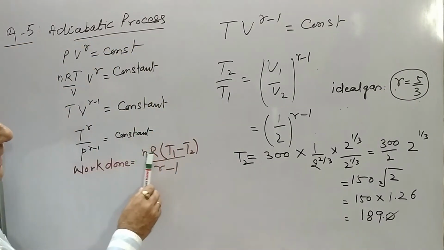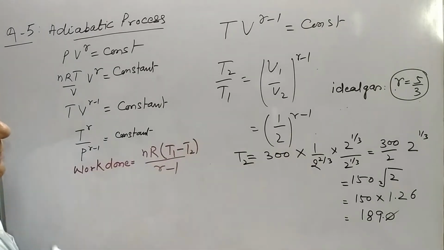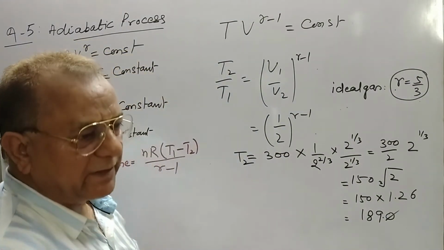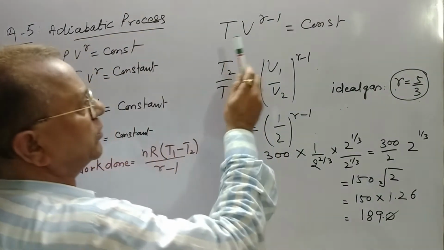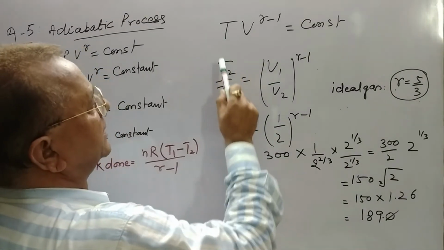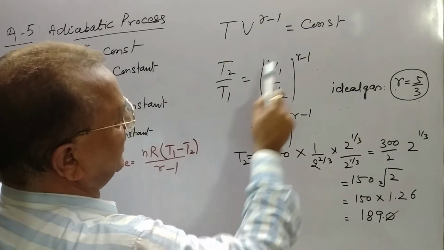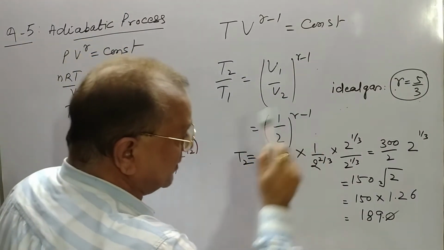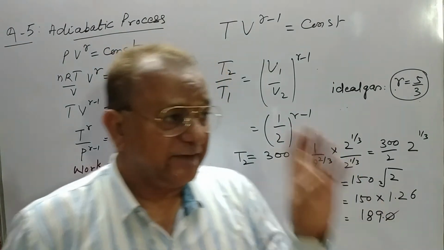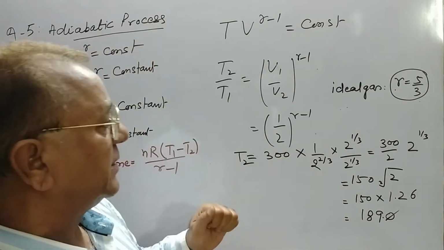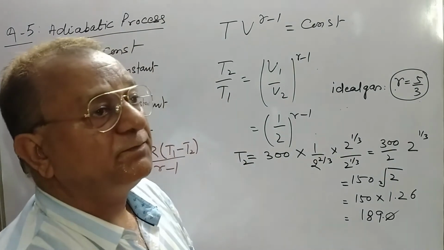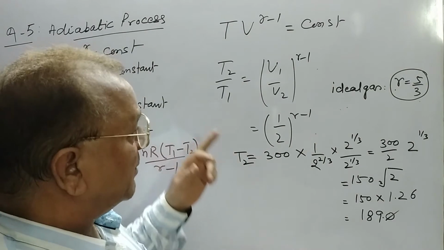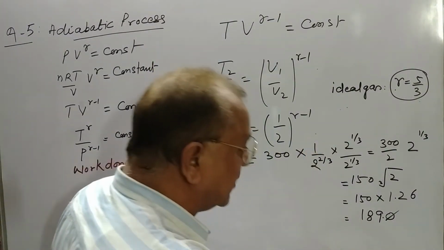Work done is also nR (T1 minus T2) upon gamma minus 1. He has given you that the volume becomes 2 times. The gas is compressed adiabatically to get volume 2 times. Therefore, T2 by T1 is V1 by V2 raised to the power gamma minus 1, that is 1 upon 2 to the power gamma minus 1. Let me tell you, if the examiner is interested in checking your concept, then he should have given it 8 times or 27 times. Then gamma minus 1 is easier to calculate as a power. But in this case, he is interested in checking your precision.